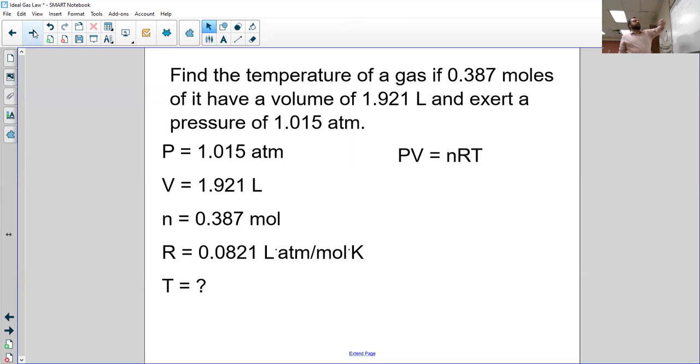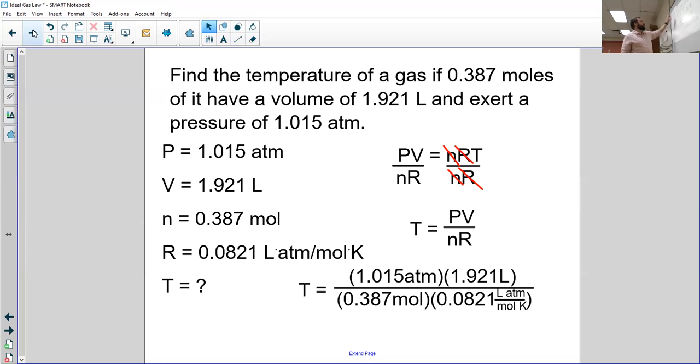Set up our equation, PV equals nRT. I'm going to rearrange it because we want temperature to be alone. To get temperature alone, we divide by n and R because those are multiplied by it over here. So divide by them, which cancels them out and moves them to the other side. We can rearrange our equation, putting T on the left side, T equals PV over nR. Now I'll plug in the values from our problem, solve, and we get 61.4 Kelvin. You can leave this in Kelvin, or you can convert it to Celsius. If I ask you for a specific unit, make sure you put it in that.